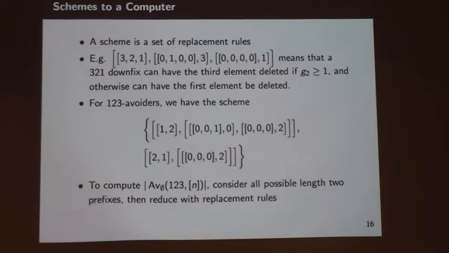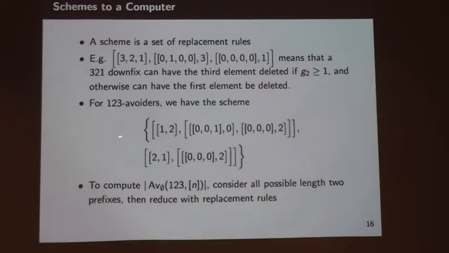So if G2 is at least 1, then this 3 tells us that we can delete the third element of the downfix and get a simpler downfix. On the other hand, if we don't satisfy this gap condition, then we move on to the next one. And this is just 0, 0, 0. Everything satisfies 0, 0, 0, because every non-negative number is at least 0. So every gap vector will satisfy this condition. That means that every gap vector that we couldn't reduce earlier, that didn't satisfy the previous condition, we can delete the first element of the downfix from. So that's how you would explain that to your computer.